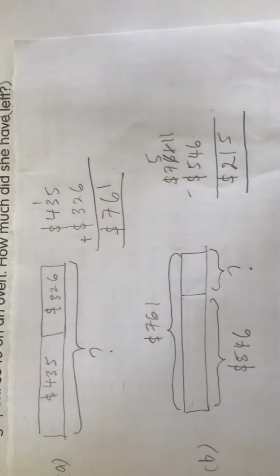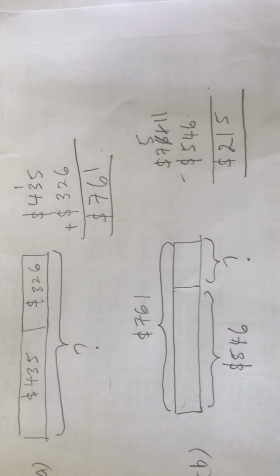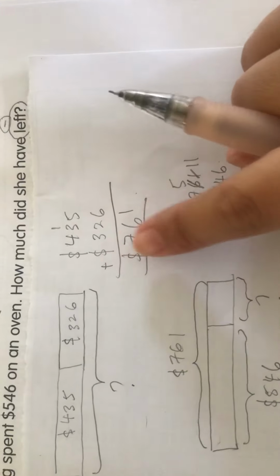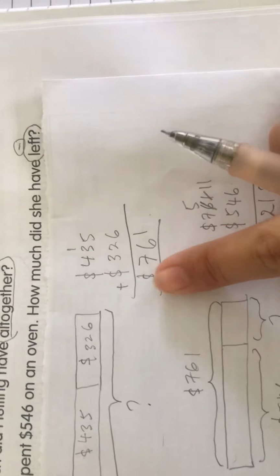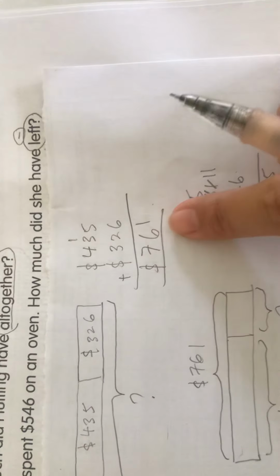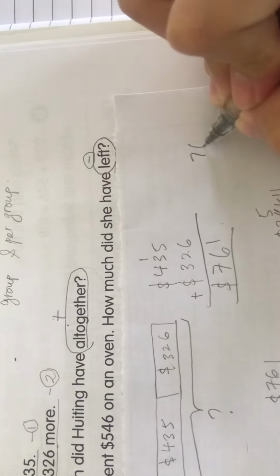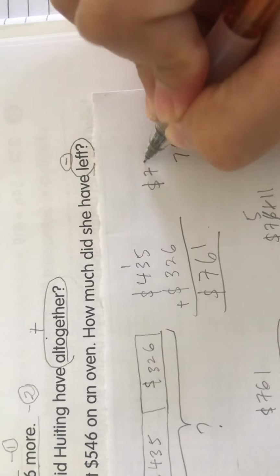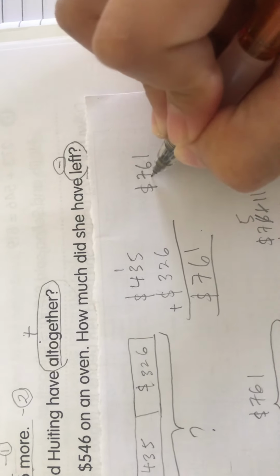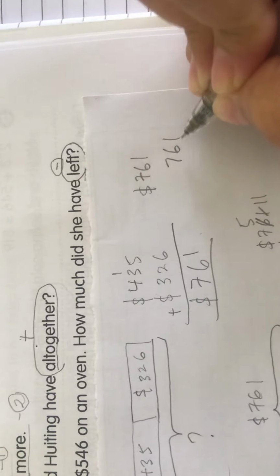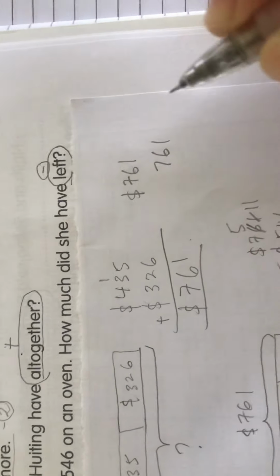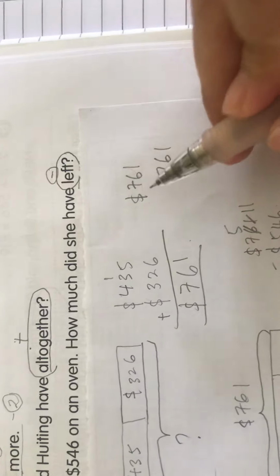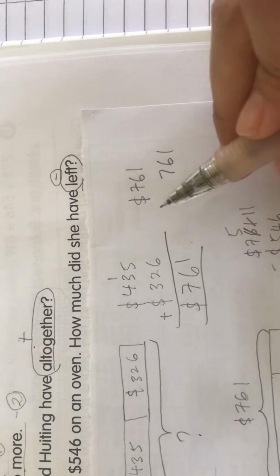Students, please remember, when you do the working, don't forget to write down the symbol. This dollar is very important, because at the end of the answer, if you just write 761, it is wrong, because $761 and 761 are different. So make sure when you write the end of the answer, you write down the symbol. The symbol is very important. Okay, students?